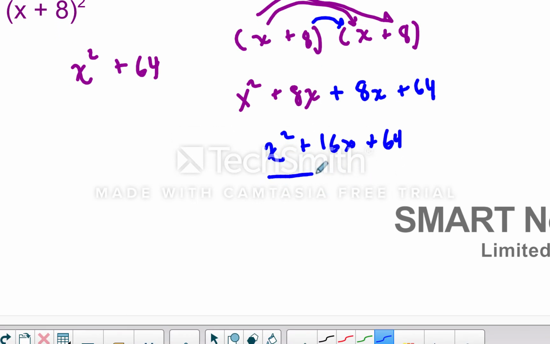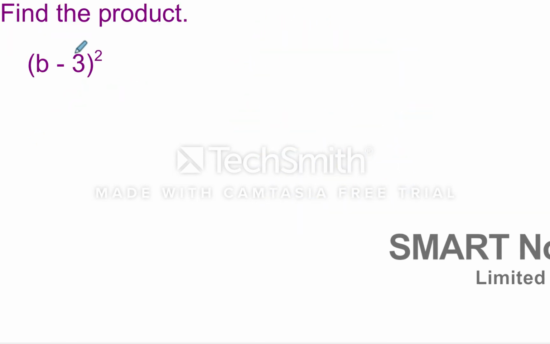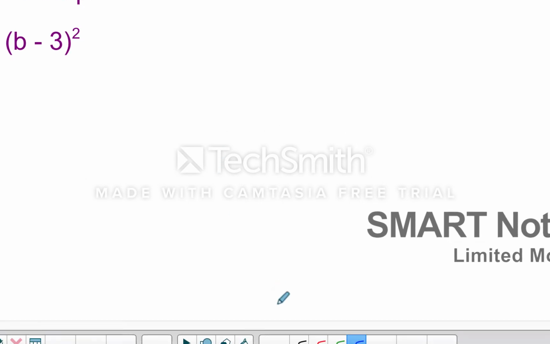So you can see if I multiply that binomial by the other binomial, I ended up with the trinomial once I took these two 8x's and called them one term. Similar problem, b minus 3 squared. See if you can pause the video and do it on your own now that you've seen me do it once.